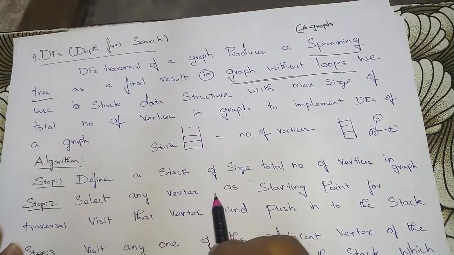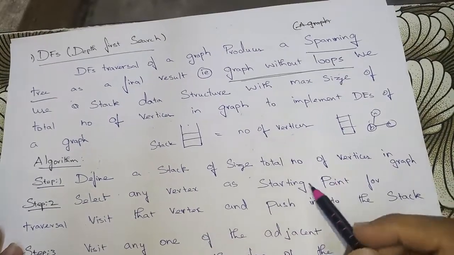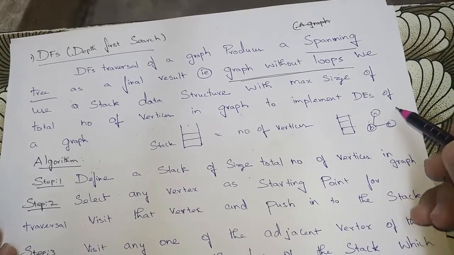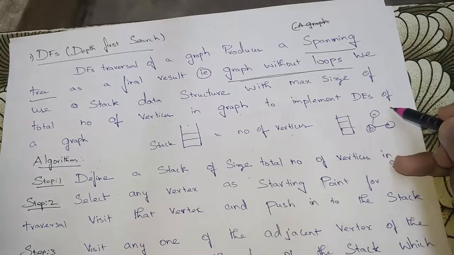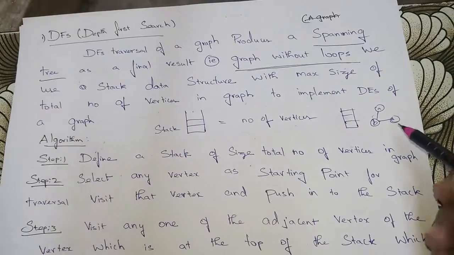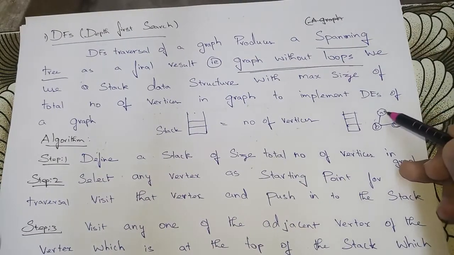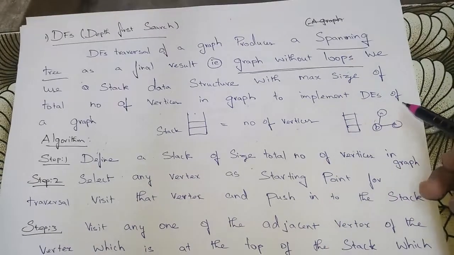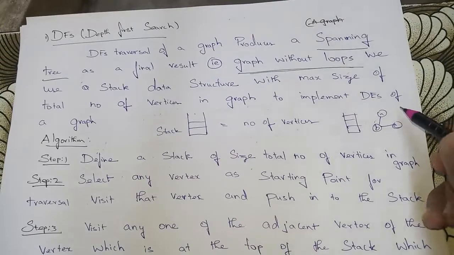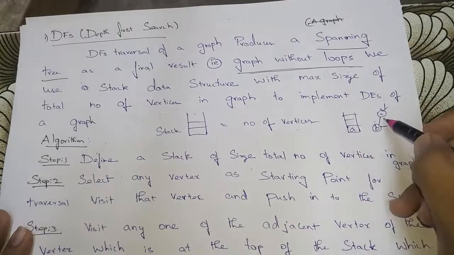Step 2. Select any vertex as a starting point for the traversal. Visit that vertex and push it in. We can start at any starting point. For step 2 of the algorithm, we can start traversal from any vertex. I start from A, next B.